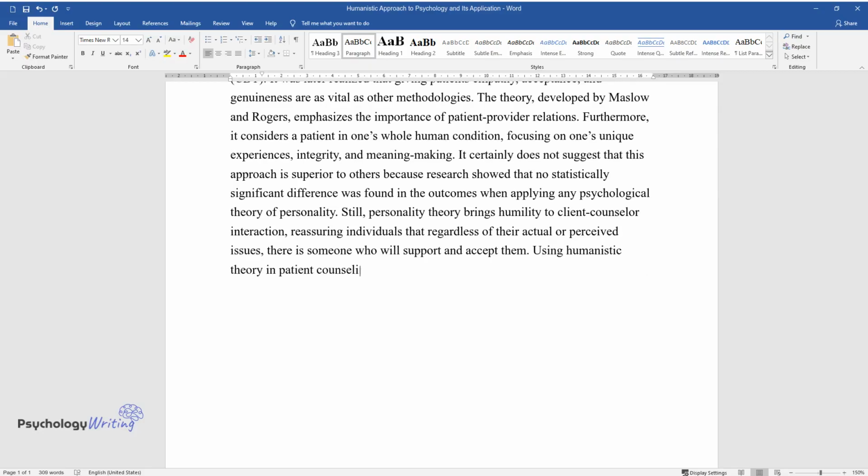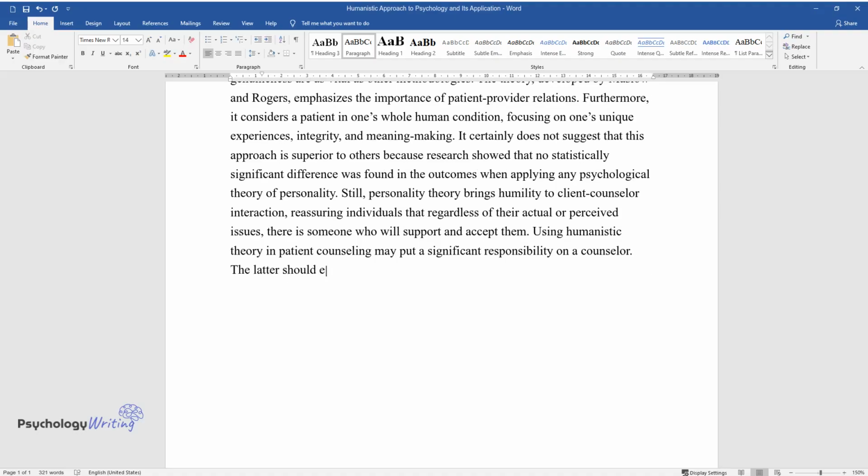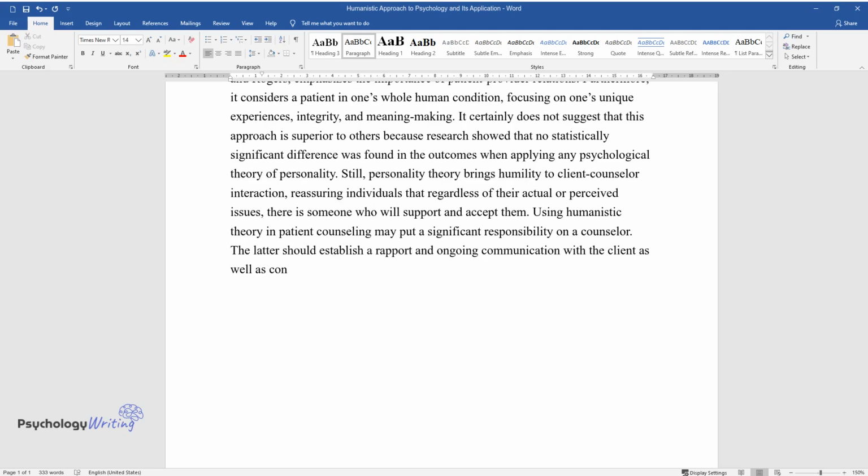Using humanistic theory in patient counseling may put a significant responsibility on a counselor. The latter should establish a rapport and ongoing communication with the client, as well as convince them to find meaning and purpose in one's life.